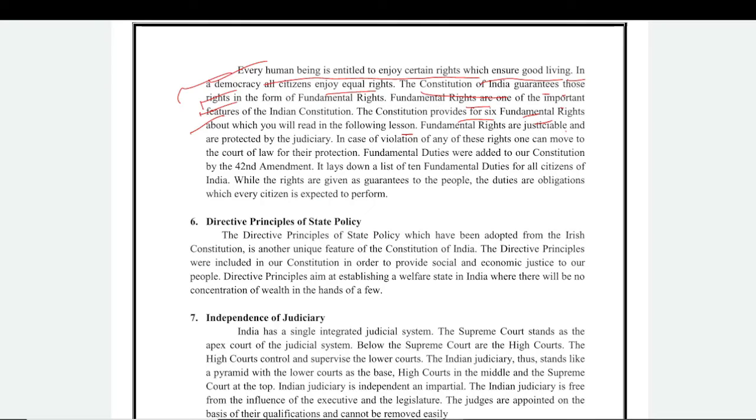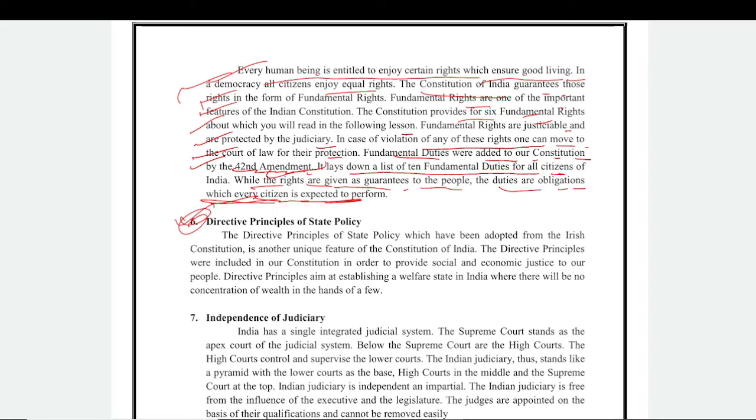Fundamental rights are justiciable and are protected by the judiciary. In case of violation of any of these rights, one can move to a court of law for their protection. Fundamental duties were added to our Constitution by the 42nd Amendment, that is, the mini-constitution amendment of India. It laid down a list of fundamental duties for all citizens of India, while rights are given as a guarantee to the people, and duties are obligations which every citizen is expected to perform.